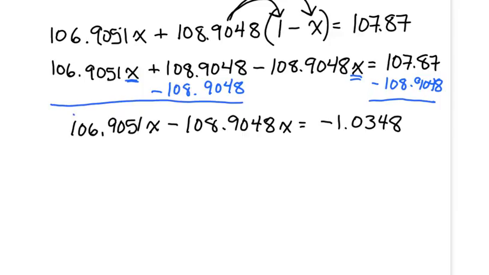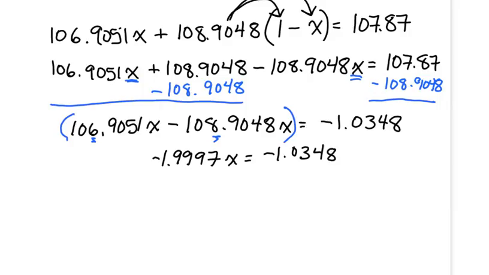So what I'm going to do now is do this math over here. I'm just going to subtract those two values. So you can see that 106 minus 108 should give me a negative number. And so indeed I get negative 1.9997 x equals negative 1.0348. See, the negative signs are going to take care of themselves. In order to isolate x, I'm going to divide both sides by negative 1.9997.